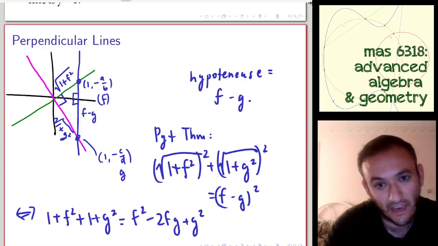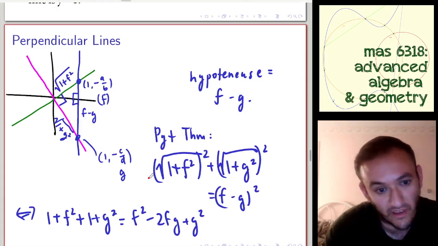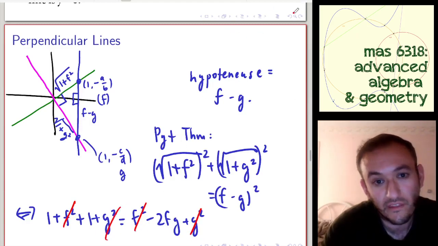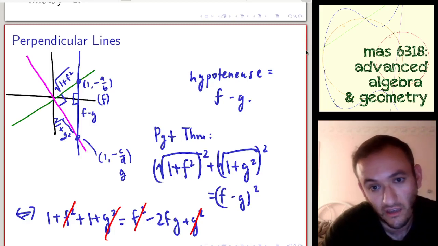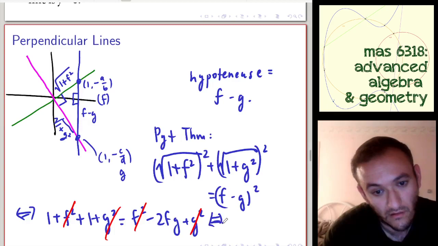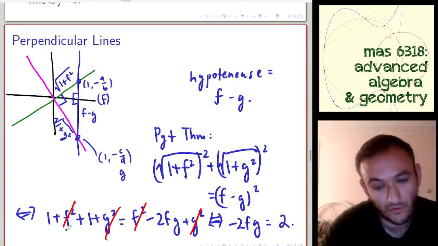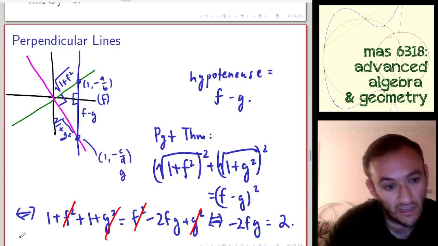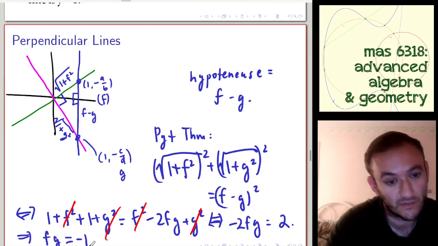Okay, and canceling out like terms, simplifying the equation. So we cancel out the f squareds, the g squareds, and we're left with minus 2fg equals 2, right? Because we have two 1s here. So that tells me that fg must be equal to minus 1.